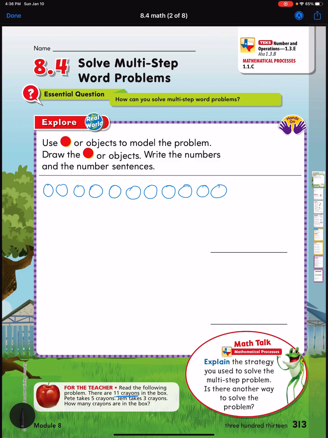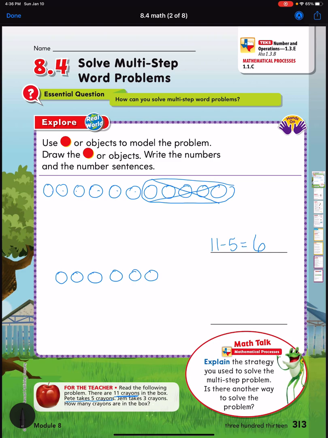How many crayons does Pete take? It says he takes 5 crayons. So 3, 4, 5. He takes those 5 crayons. So those are subtracted out of there. So we would say 11 minus 5 equals what? 1, 2, 3, 4, 5, 6. 11 minus 5 equals 6. So now I have 6 crayons left. 1, 2, 3, 4, 5, 6.